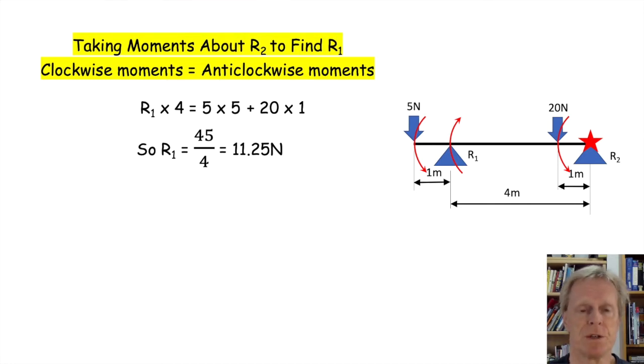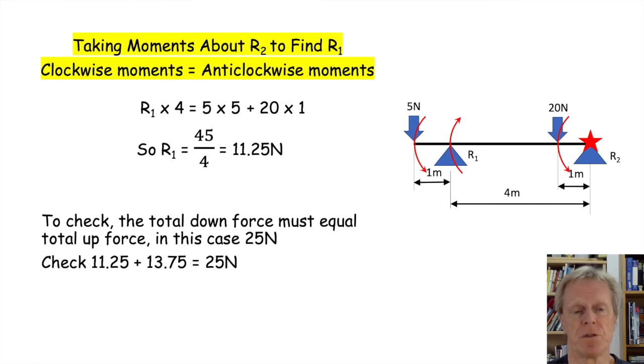And we know we've got 25 newtons pushing down. If we add up the two reaction loads, we've also got 25 newtons as well. So you know you've got the right answer there. And as you would expect, the reaction force at reaction 2, where it's got more load on, is higher than the reaction force on 1.